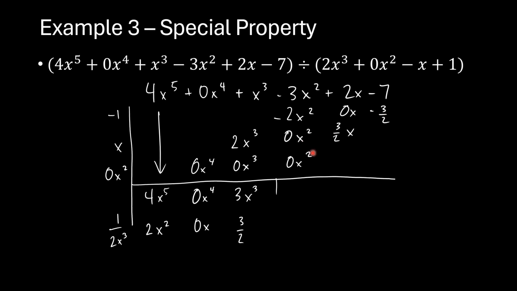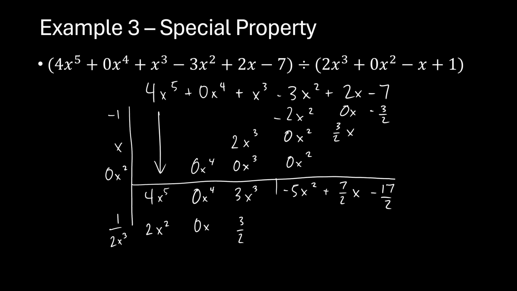Now that's our stopping point, so we're just going to add those remaining columns for our remainder. So that would be negative 5x squared. 2x plus 3 over 2x would give us 7 over 2x. Because 2 is 4 over 2. Negative 7, which is negative 14 over 2, minus 3 over 2 gives us negative 17 over 2.